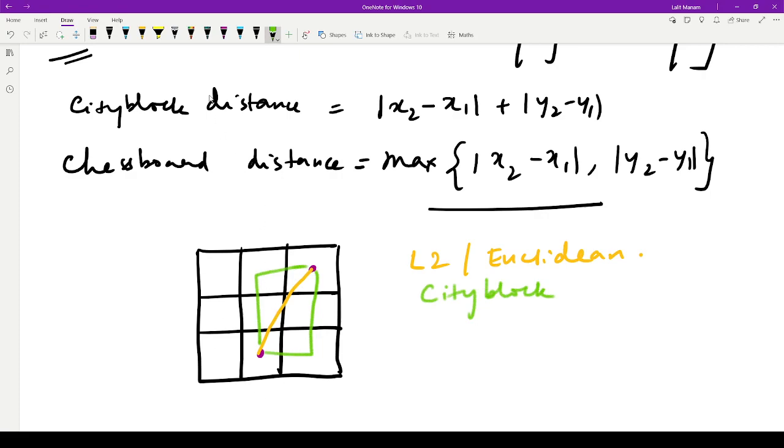Sir, shift one point parallel to the other one, and there will be two cases, the x shift or the y shift. The maximum of both cases will be the answer. So how do you put it here? This vertical line, yes, that's true. So this would be the chessboard distance.